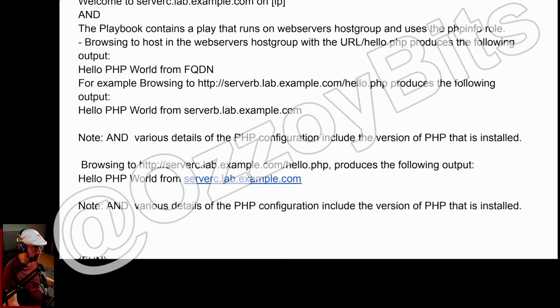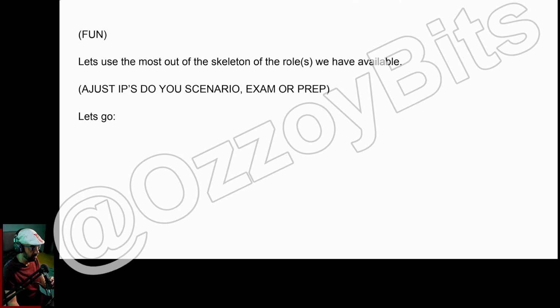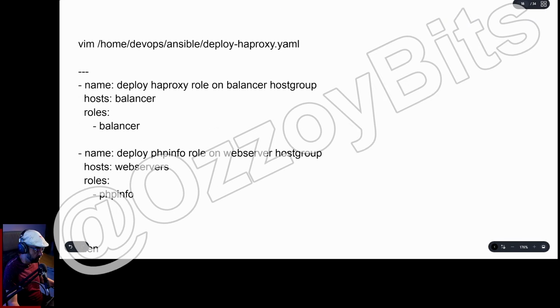Cool. Let's use the most obvious skeleton of the roles we have available and adjust the IPs to your scenario, exam, or prep. So the IPs and hostnames that matter to me, you should adjust to the ones that matter to you. So first, let's go there. I have this already set up for the most part, so we don't have to go through this. Okay, so let's do vim /etc/devops.